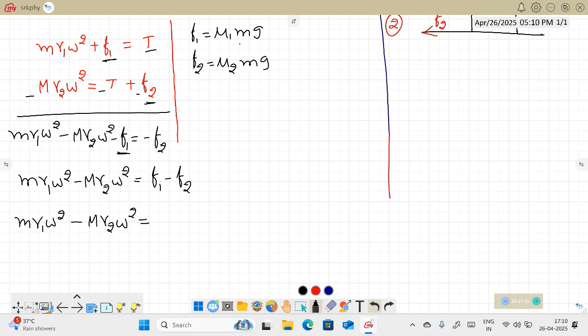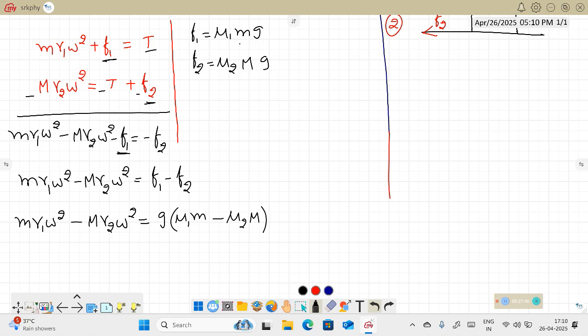Now I can take g common. If you take g common, the first one is mu1 into m, minus capital M into mu2 into capital M I can write. So here also you can modify, this is not the small m, in the case of the second body it is the big body whose mass is capital M.